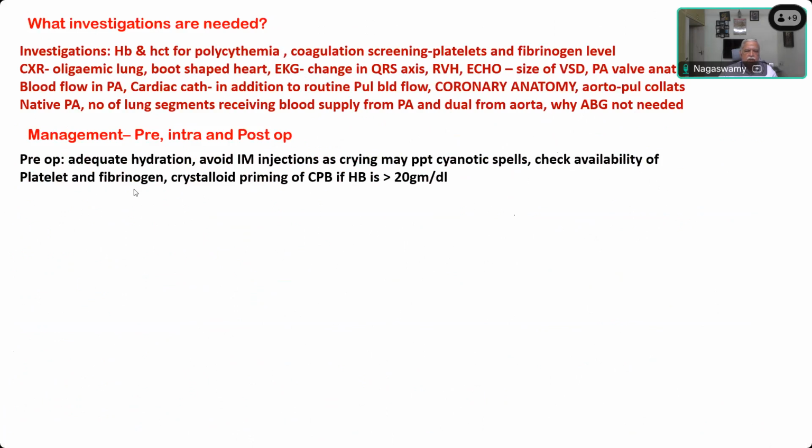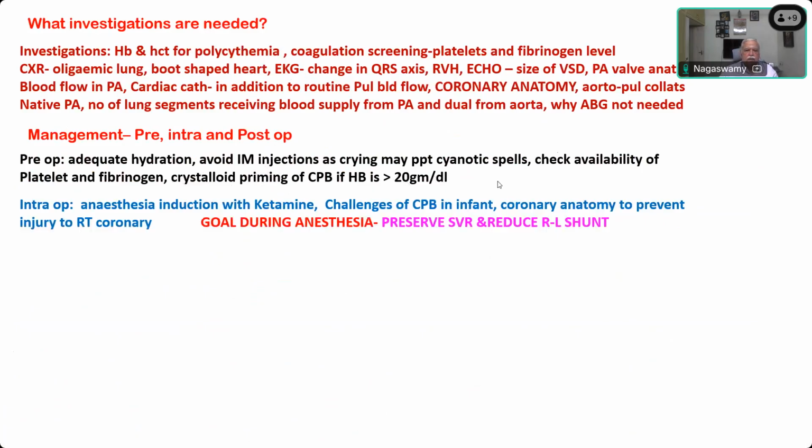Check availability of platelets and fibrinogen. Crystalloid priming: normally we do only blood priming for children when they undergo cardiopulmonary bypass. But here, because there is compensatory polycythemia, the difference is they may require only crystalloid priming if the hemoglobin is more than 20 grams per deciliter. Intraoperative, anesthesia induction can be with ketamine. Why do you prefer ketamine? It maintains the SVR, the systemic vascular resistance. You don't want any fall in the SVR, which will aggravate the right to left shunt. So to maintain the SVR, your preferred agent is ketamine.